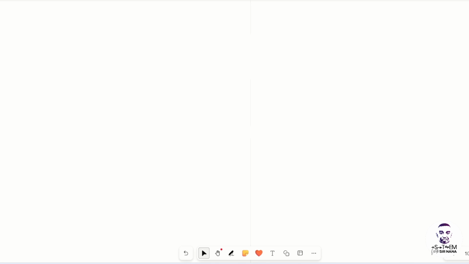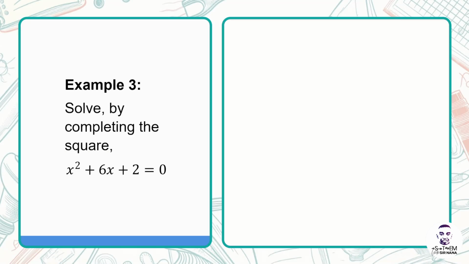Basically, to solve the question, we must be able to identify the equation that we are solving. So the equation is x squared plus 6x plus 2 is equal to 0. We know that the first step is to ensure that the coefficient of x squared is 1, and in this case, it's 1. So we move the constant, which gives x squared plus 6x is equal to negative 2.